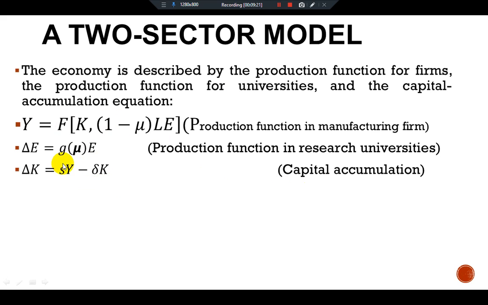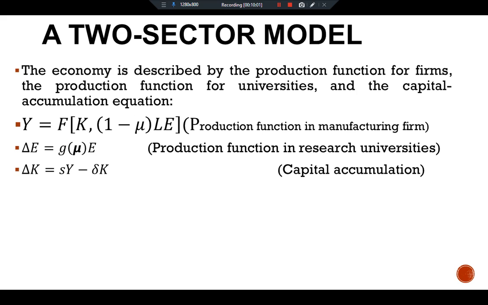So here μ is the fraction of the labor force in universities, and 1 - μ is the fraction of the labor force in the manufacturing sector or firm. And here E is the stock of knowledge, which in turn determines the efficiency of labor, and g is a function that shows how the growth in knowledge depends on the fraction of the labor force in universities. The rest of the notations are standard as usual.